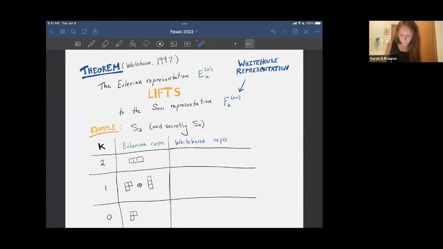So for example, here are S3 Eulerian representations. I want to think about what are the representations of S4 that restrict to these representations. So in the k equals 2 case, it turns out that the S4 representation is this, because if I remove this box, I get that partition, okay? The k equals 1 case looks like this, because I could remove this box to get that partition, or I could remove this box to get this partition, okay? And then the k equals 0 case turns out to be this. Okay, so these are my S4 Whitehouse representations.